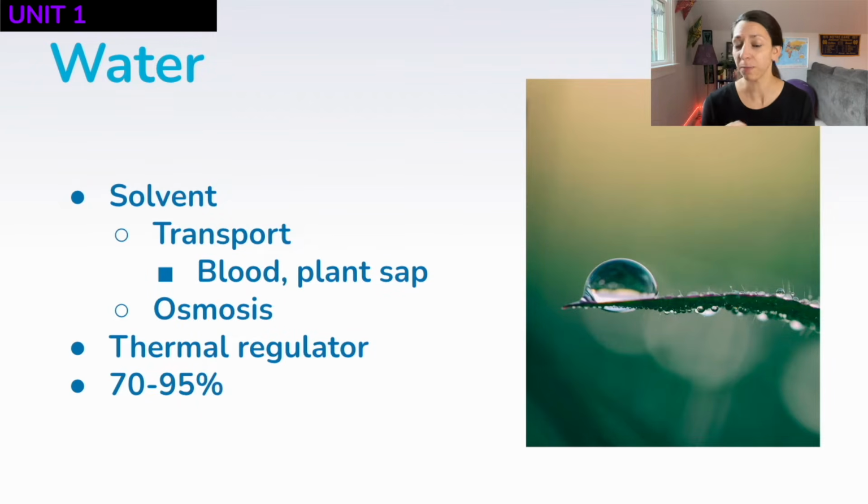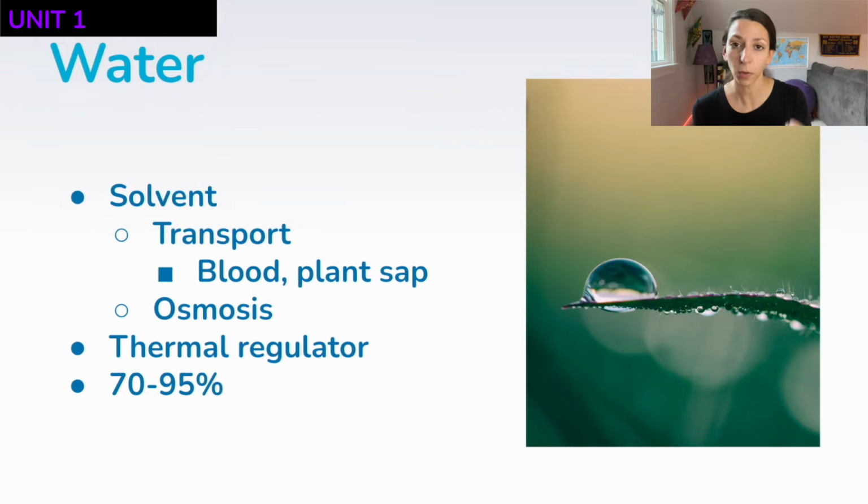Water moves in and out of membranes through osmosis, moving from a high concentration of water to a lower concentration of water. In humans, water is a thermal regulator. It helps us regulate our temperature. It helps, obviously, transport materials. Our blood is composed of water, but plants too have plant sap, which is composed of water. It cycles through us. We eliminate extra water through our kidneys.